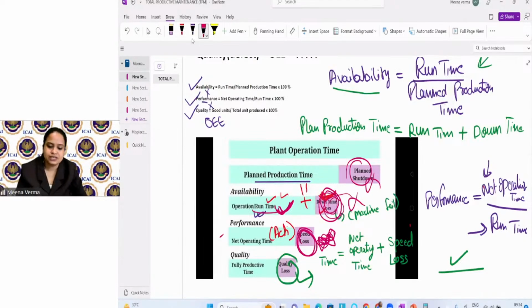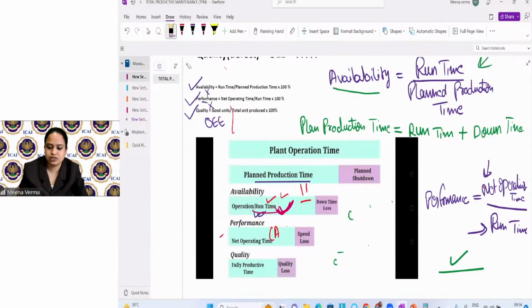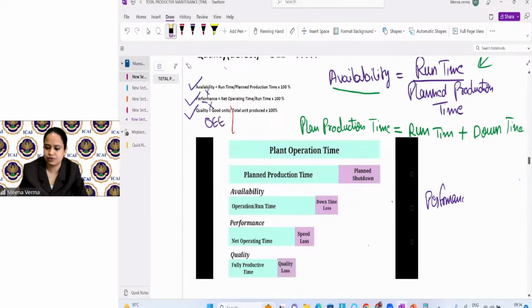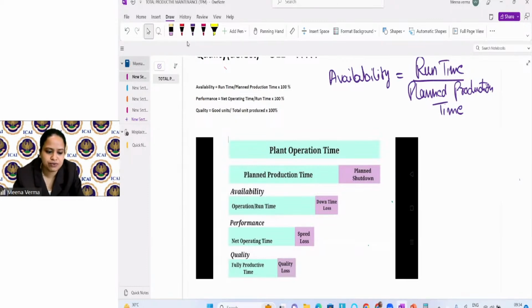What I will advise you is to take a screenshot of this. It will help you a lot when you solve the questions. Because with the help of this diagram, you can easily relate the values.